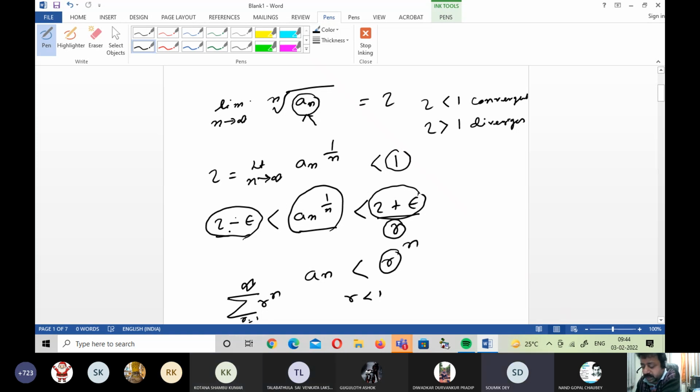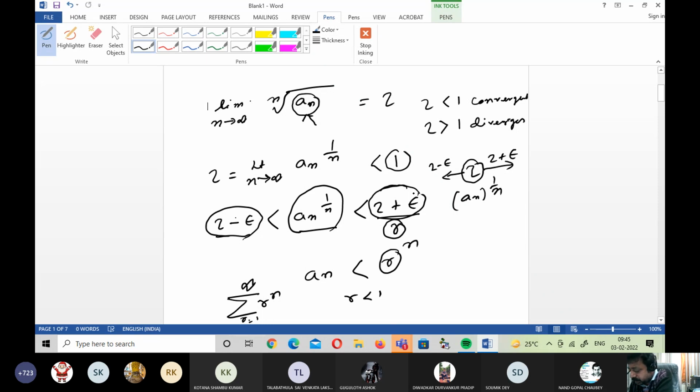This is the allowed range. L is the middle, and the allowed range is L minus epsilon to L plus epsilon. We are taking this L as n to the power 1 by n. Then you have to compare it with some geometric series.